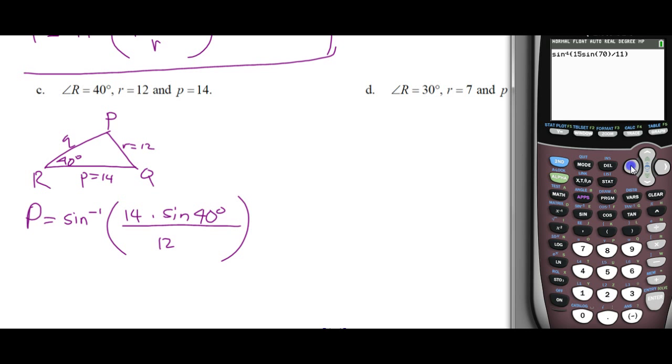So 14 sine 40 divided by 12. And what do we get? 48.58, so 48.6.